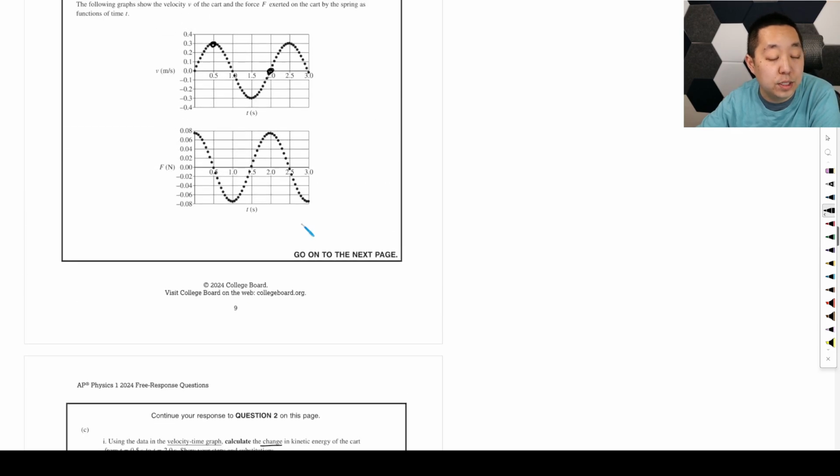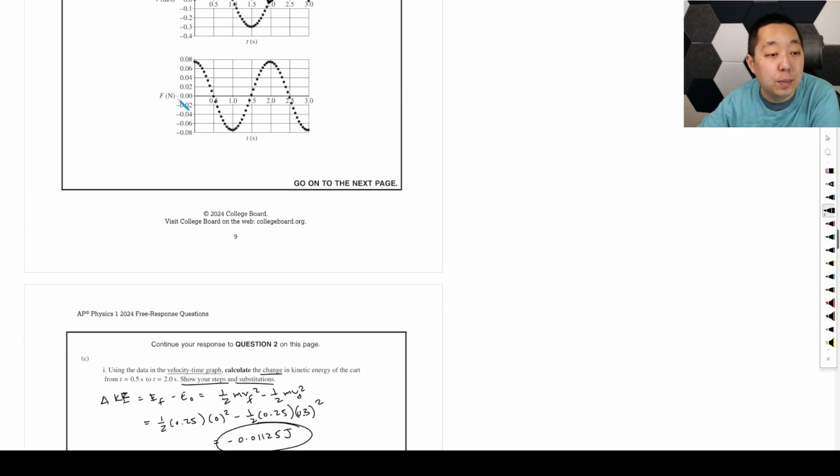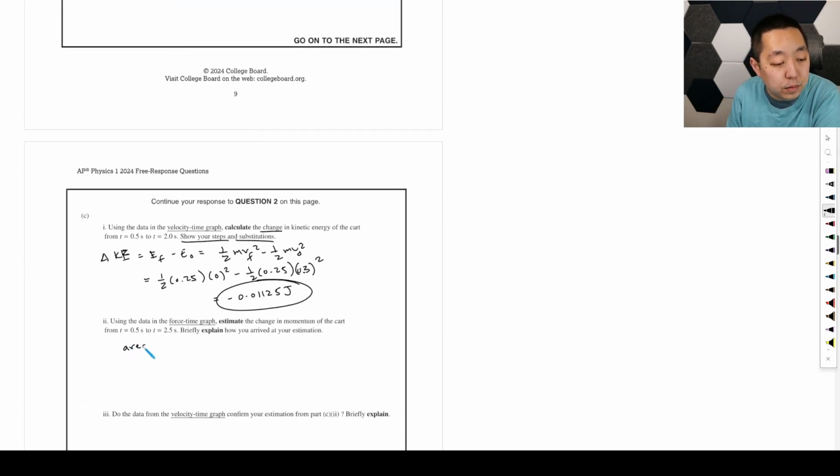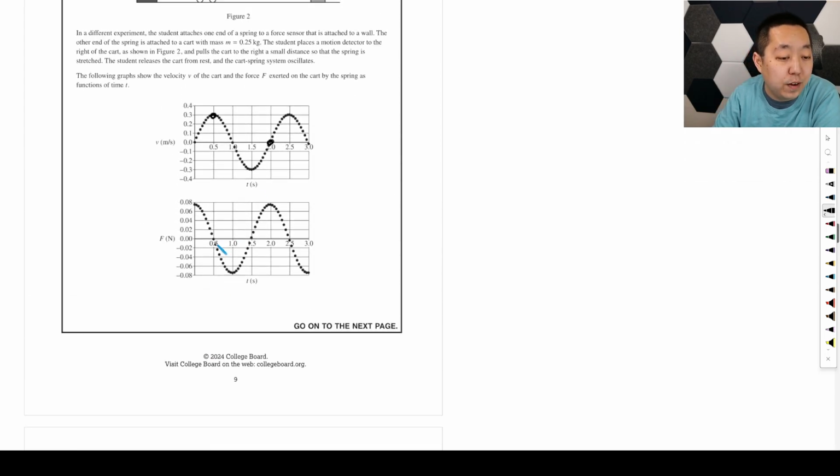So we have a force versus time graph. What do we think about there? The y value is the force, but the area is equal to F delta t, which is the change in momentum. So we want the area from 0.5 seconds to 2 seconds here. If we look at this area here, I would say this area and this area are going to cancel, because anything below the x-axis is negative area. So then we're really just talking about this area right here.